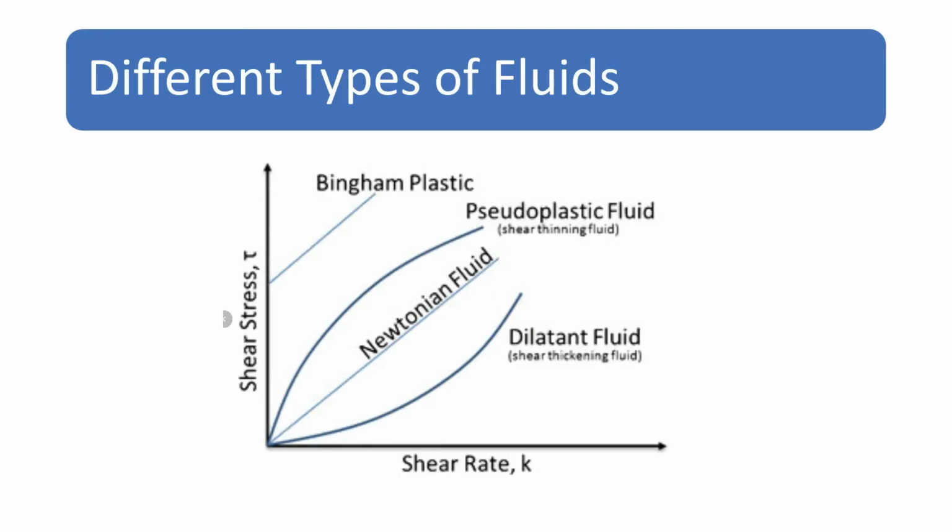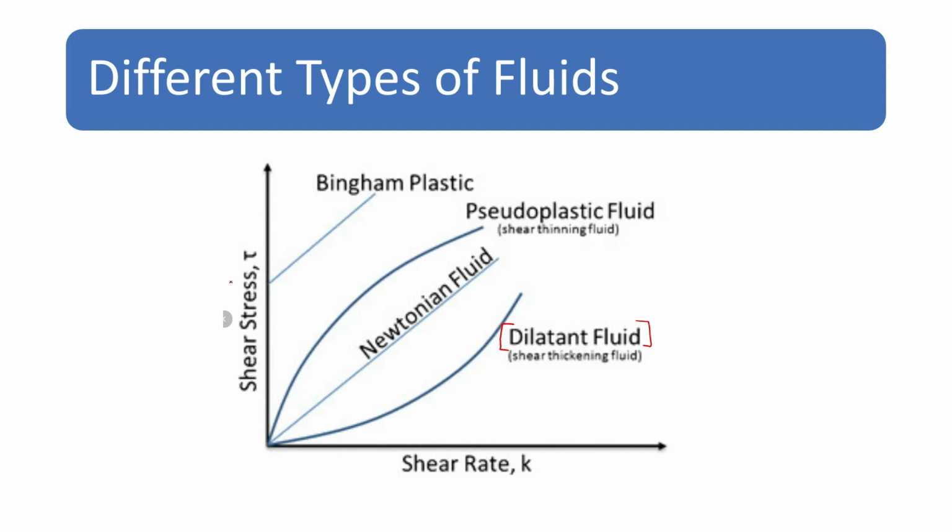Now let us see different types of fluids. We have already discussed Newton's law of viscosity. So the fluids which obey Newton's law of viscosity are called Newtonian fluids, and fluids which do not obey Newton's law of viscosity are called non-Newtonian fluids. So what are the various non-Newtonian fluids? You can see some of the fluids here. First one is a dilatant fluid. This is called a shear thickening fluid.